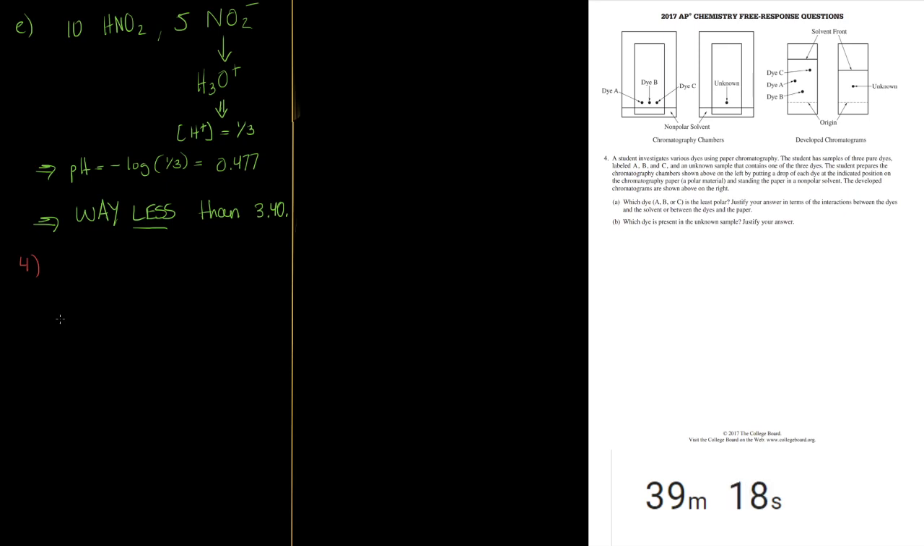Okay. So there's a non-polar solvent in the chromatography chambers, and we're putting the dyes. There's an unknown sample, one of the 3. The origin.